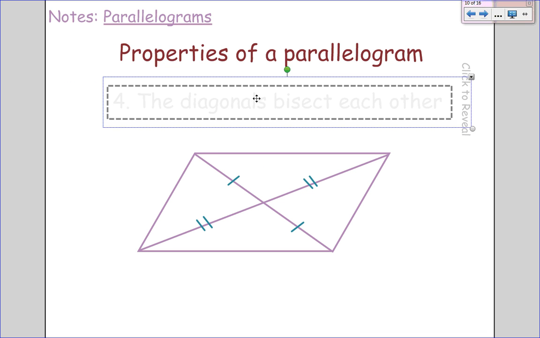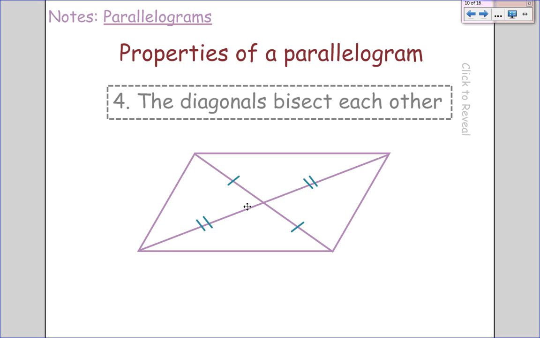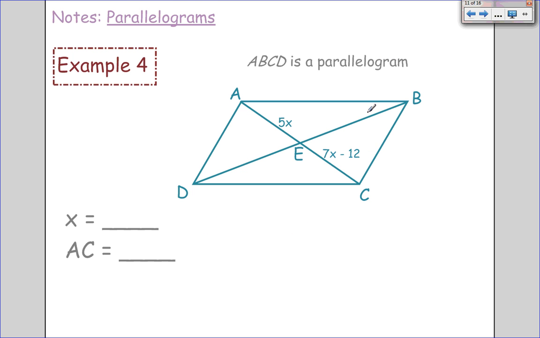All right, another property is that the diagonals, so if I connect the opposite angles to each other, the diagonals bisect each other. In other words, they cut each other in half. So this point here is the midpoint of this diagonal and of this diagonal here. So we have a parallelogram because it tells me it's a parallelogram. So I know that these diagonals cut each other in half. So AE is congruent to EC.